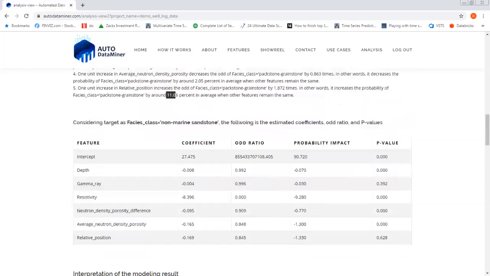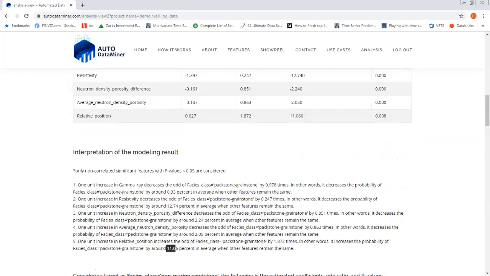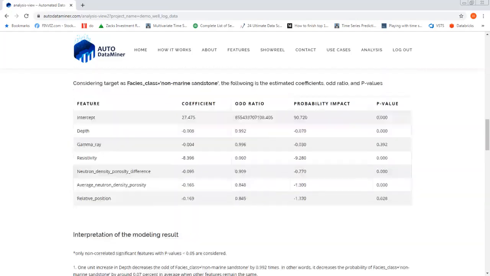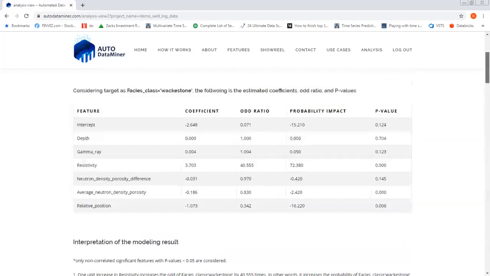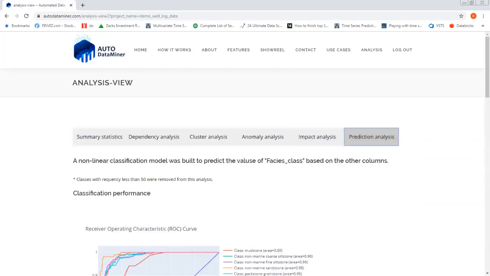So easily you can get a very, I would say, deep insight about your data by running, by reading this impact analysis. And then the last piece of analysis is called prediction analysis.